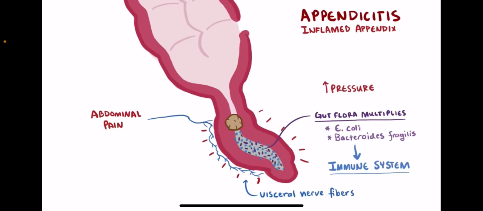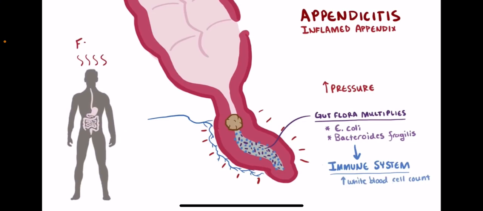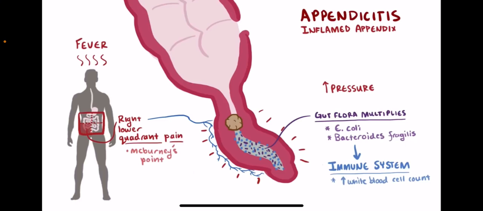This activation of the immune system can be seen in the lab as an increase in the serum white blood cell count. Patients might also develop a fever in response to the infection, which in combination with right lower quadrant abdominal pain, at the point roughly where the appendix is, known as the McBurney's point, is a super important sign for identifying appendicitis. Also, along with the fever, other classic symptoms include nausea and vomiting.